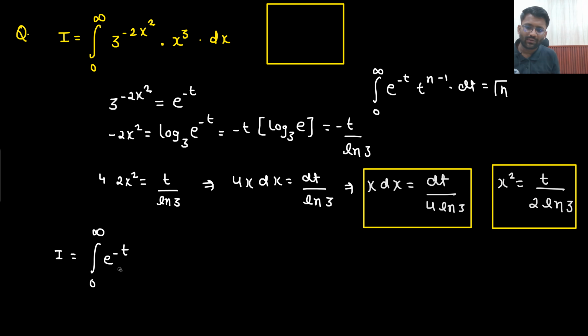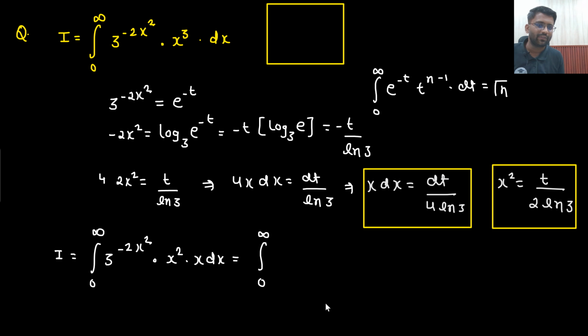So as of now, let's write this in this manner. And this I am writing as x square times x dx. So the limit 0 to infinity will be the same, because I told you x equals 0 gives t equals 0, and x equals infinity gives t equals infinity only. E to the power minus 2x square could be written as e to the power minus t. X square could be written as t by 2 ln 3.